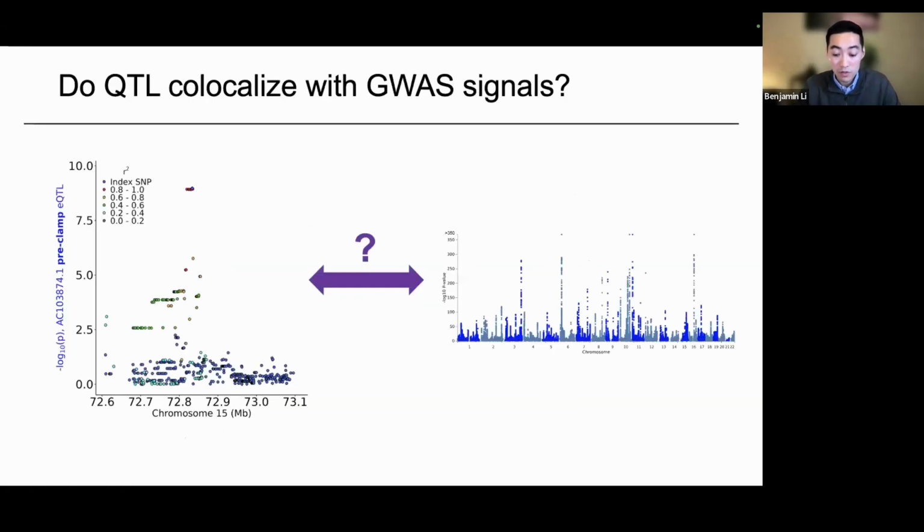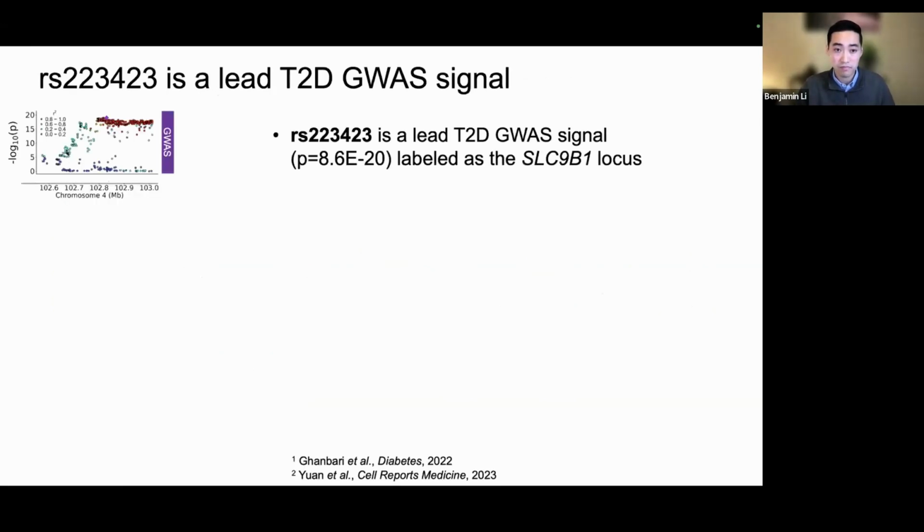One of the first questions that we asked was, do these eQTL in either the basal or stimulatory contexts co-localize with GWAS signals? And by doing so, can they give us hints as to the molecular mechanisms for these nominated risk signals? This is one example, rs223423, which is a SNP on chromosome 4 that has been nominated as a lead T2D GWAS signal, and it's currently labeled as the SLC9B1 locus, which is a nearby gene.